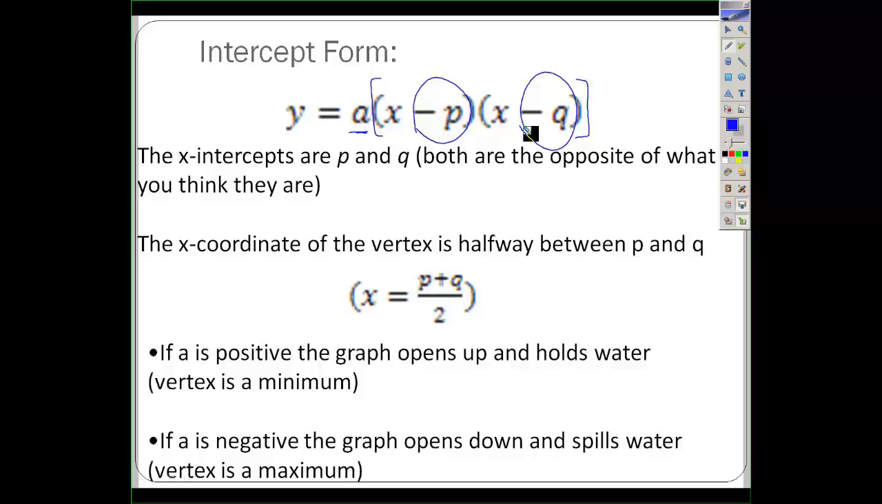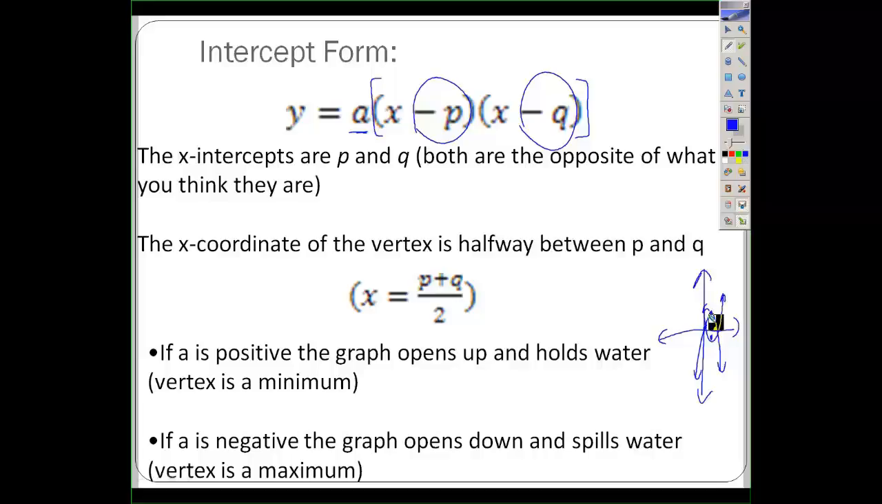The x-coordinate of the vertex is halfway between p and q. And let me just try to explain what's going on here. If I have two x-intercepts, no matter where they are, let's just say I have one right here and right here. Because a parabola is symmetric, I know it could go like this, or it could go like this. The vertex, though, has to be halfway in between the intercepts. It has to, because it is symmetric. Both sides of a parabola are equal.